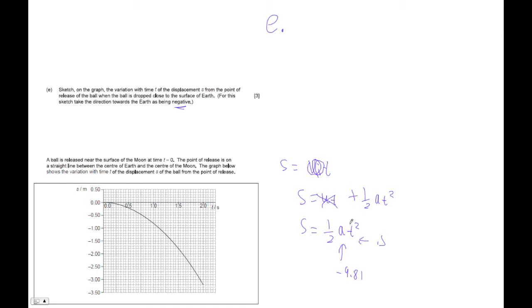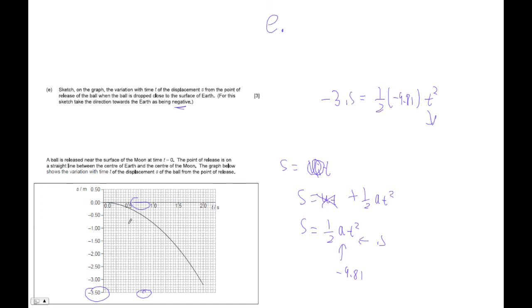I calculated that. I can't remember what I got, but it's something like 0.8, 0.7 or something like that. So I figured out where it intersected 3.5. I solved this: negative 3.5 equals 1/2 times negative 9.81 t squared. I solved for t, and that'll tell you where it exits the bottom here on the time scale.